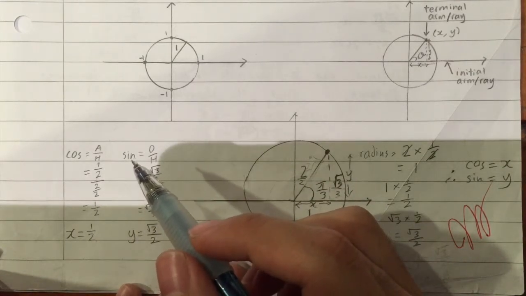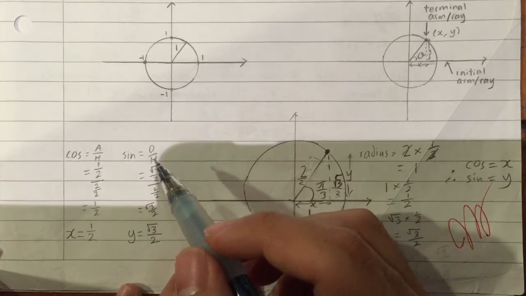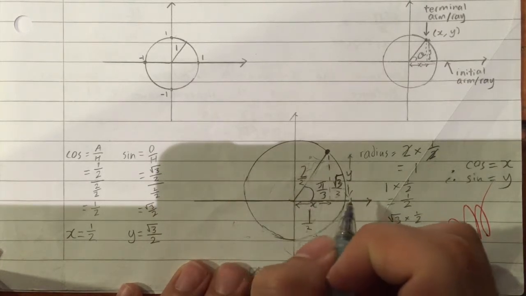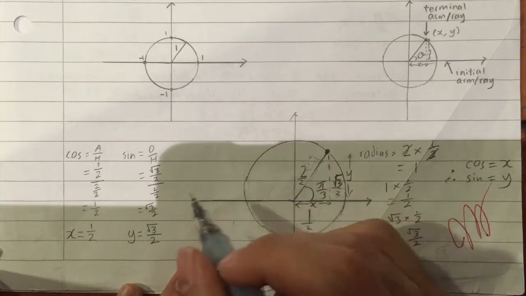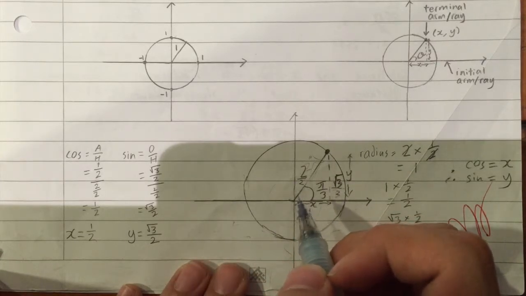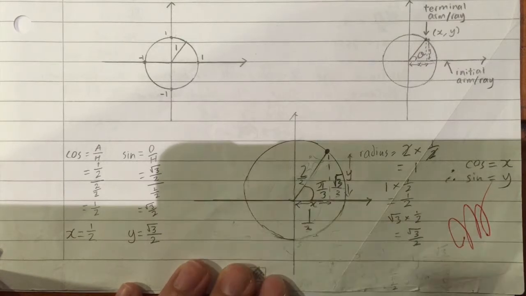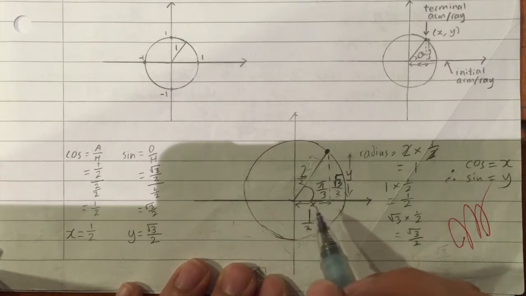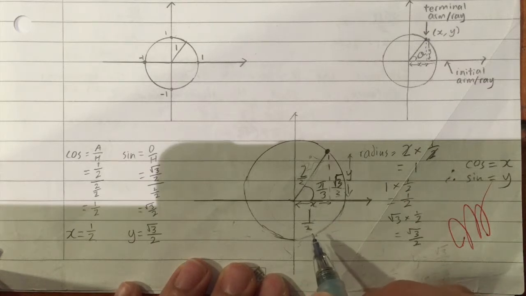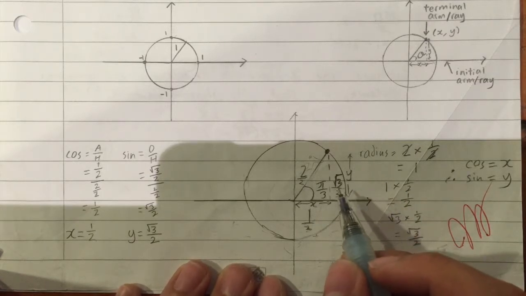And when calculating the sine, sine is opposite over hypotenuse. So we insert the value of opposite, which is root 3 over 2, and the value of hypotenuse, which is 2 over 2. Therefore, we'll get a value of root 3 over 2. Did you notice that the x value here is 1 over 2, and the y value here is root 3 over 2?